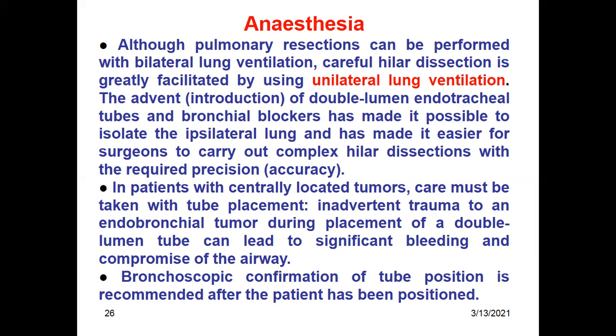And here, in patients with centrally located tumors, care must be taken with placement of the double lumen tube, because inadvertent trauma to an endobronchial tumor during the placement of a double lumen tube can lead to significant bleeding and may compromise the airway. Additionally, it is important to confirm the position of the double lumen tube by fiber optic bronchoscopy after placement or after putting the patient in the lateral decubitus position.